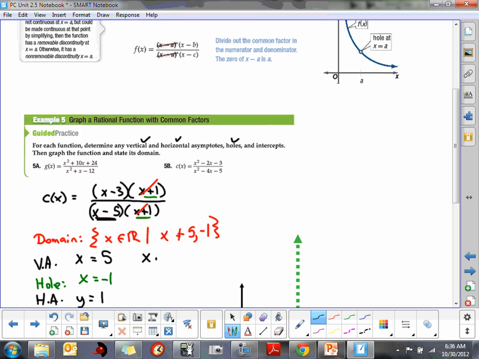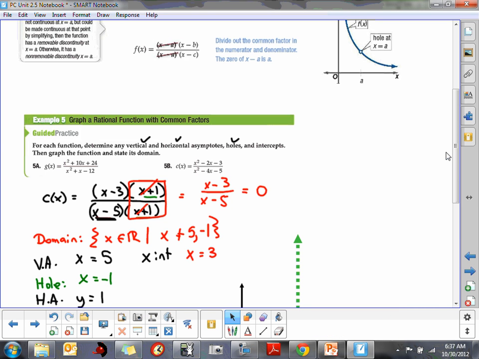So x-intercept. The x-intercept is where the numerator is equal to 0. We remove the x plus 1s from our equation, so they're no longer there. So really I can just think of an x minus 3 all over an x minus 5, our simplified version of our equation. The only way that we can get an x-intercept is when the numerator is equal to 0, so that is when x is equal to 3.